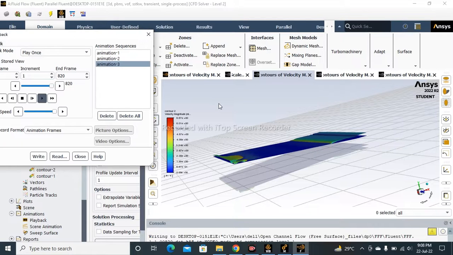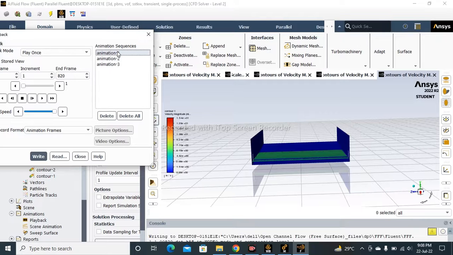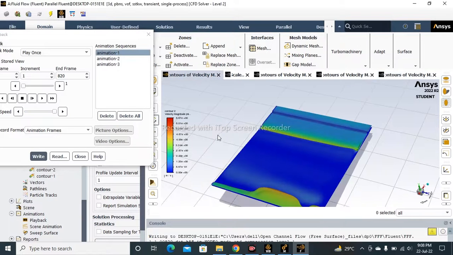Here you can see that the simulation of the open channel flow free surface is now completed, and here are the animation videos. Here is animation video 1. I am going to play this so you can see. These are the results I obtained after the simulation.